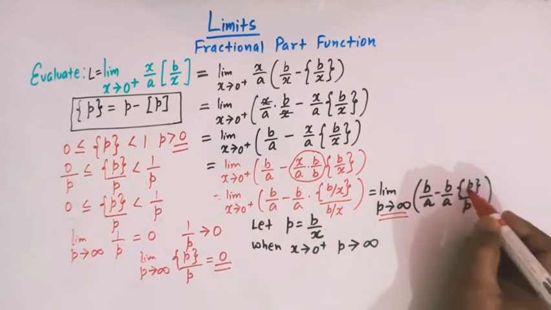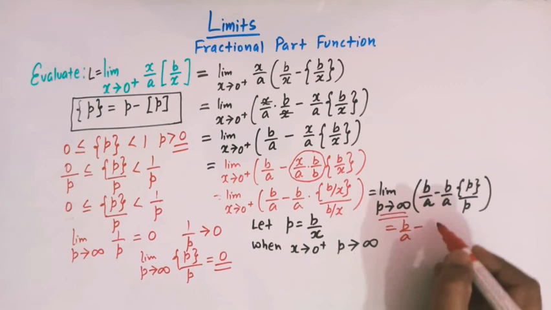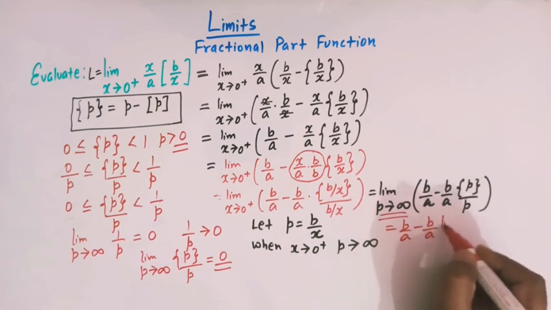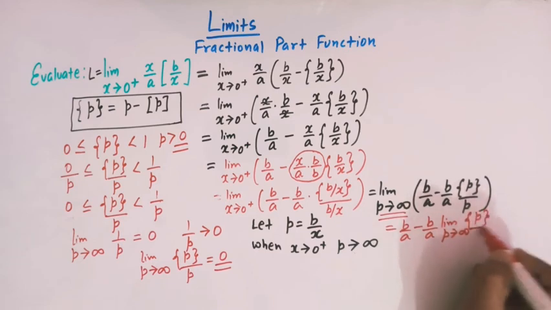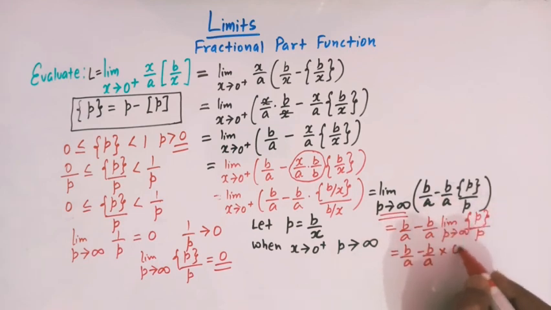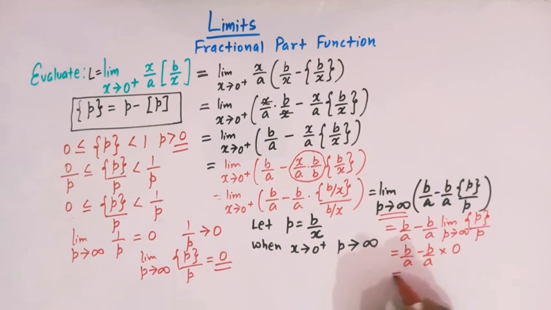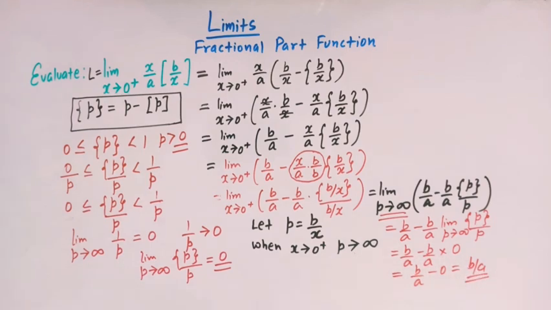So now here we have b over a, and then we have minus b over a, limit p tends to infinity and fractional part of p over p, and we have b over a minus b over a, and this limit is now equal to 0, right? So now this term is 0, so we have b over a minus 0, so this is b over a, right? So viewers, the value of this limit is equal to b over a.